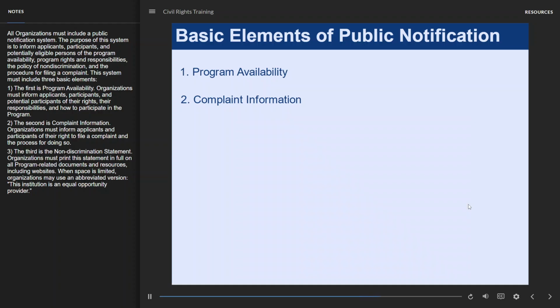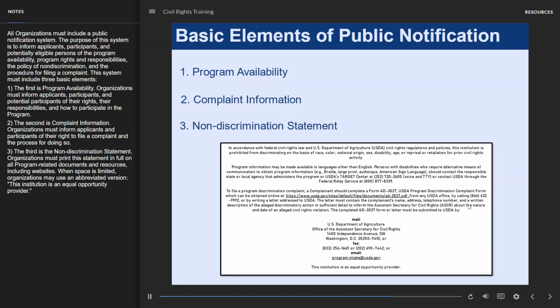The third is the non-discrimination statement. Organizations must print this statement in full on all program-related documents and resources, including websites. When space is limited, organizations may use an abbreviated version. This institution is an equal opportunity provider.